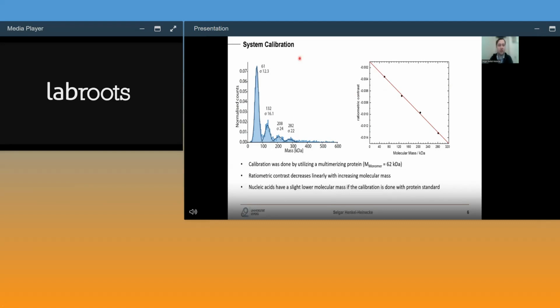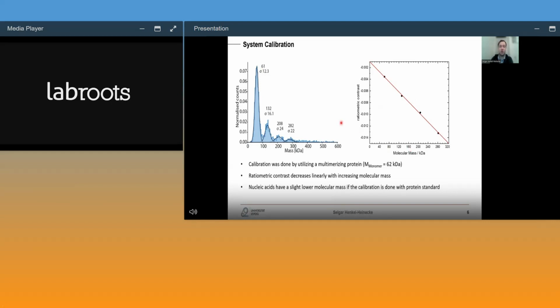You have to calibrate the system before you really get to measure the whole thing. What you normally measure, you cannot measure molecular masses, of course. You measure a ratiometric contrast. This ratiometric contrast increases linearly with increasing mass. In that sense, here we used a multimerizing protein as a calibration standard. And then we can use a very simple linear fit to obtain the molecular masses from the ratiometric contrast.